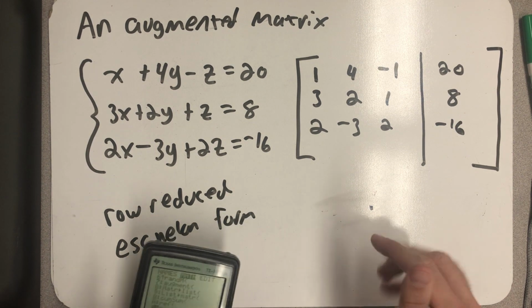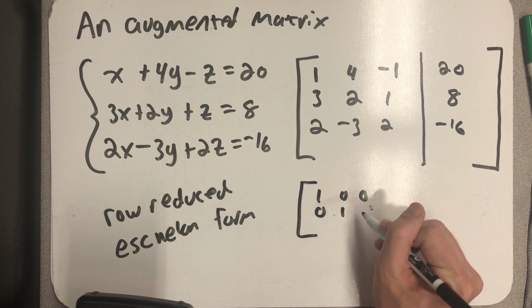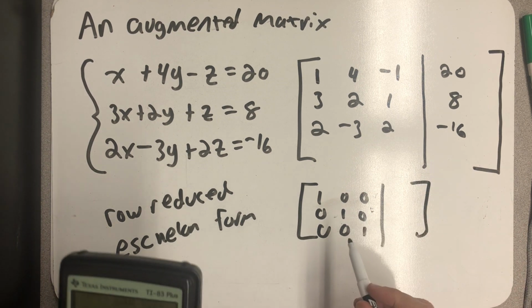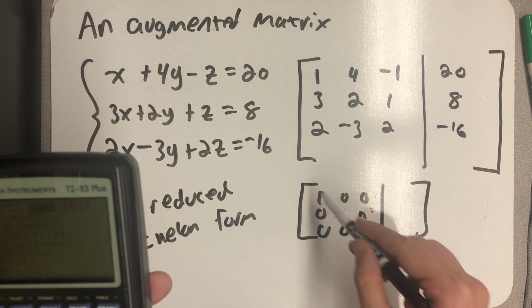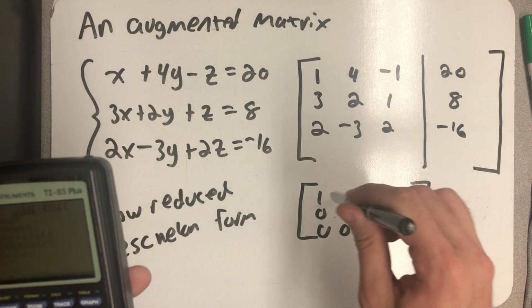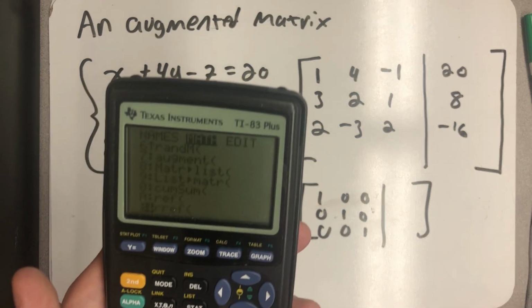Row-reduced echelon form is simply a matrix in the format of that one we really want that will tell us our answers, where we see ones down what I'll call the main diagonal, 0 everywhere else, and we'll have constants over here that are our answer, where x equals something, y equals something, and z equals something.